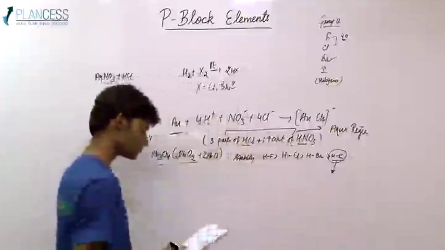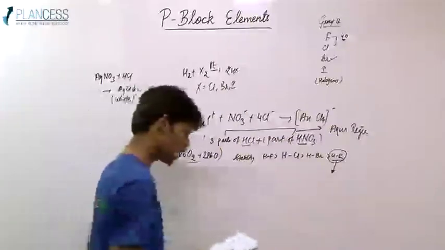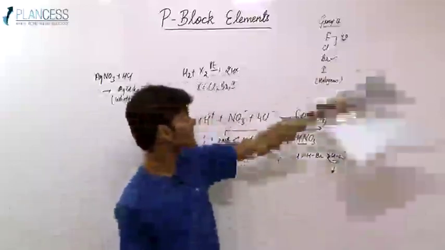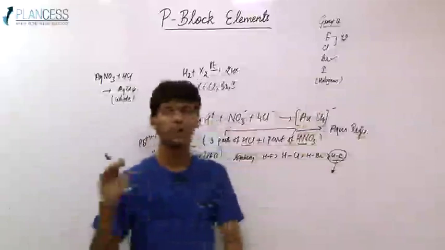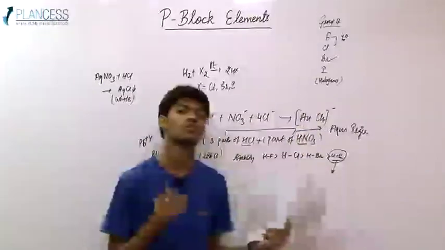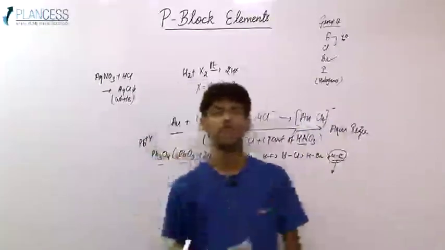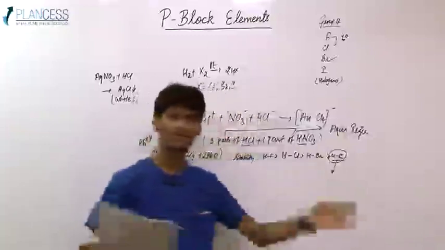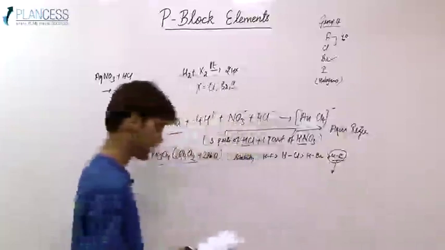Now talking about hydrofluoric acid or HF, we are talking about hydrofluoric acid separately from the other acids, that is HCl, HBr, HI, because HF shows some properties which are not shown by HCl, HBr, or HI. HF possesses some properties different from the other acids.